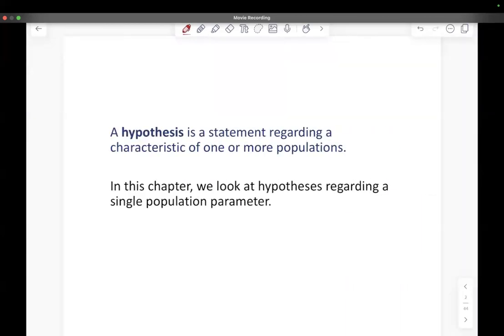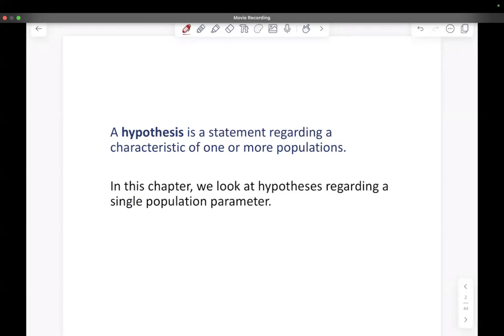Okay. So a hypothesis is kind of the same thing as it is in science, where you're making a statement about what you believe will happen or what you believe you are going to see. And then afterwards, you're going to set about trying to prove it. So we make a statement about a characteristic of one or more populations, and we're going to look at a single population parameter, because you can make a hypothesis about a lot of different things. I could say that I think the mean is greater and the standard deviation is less. I could give you 3 or 4 different things, but we're going to do one.